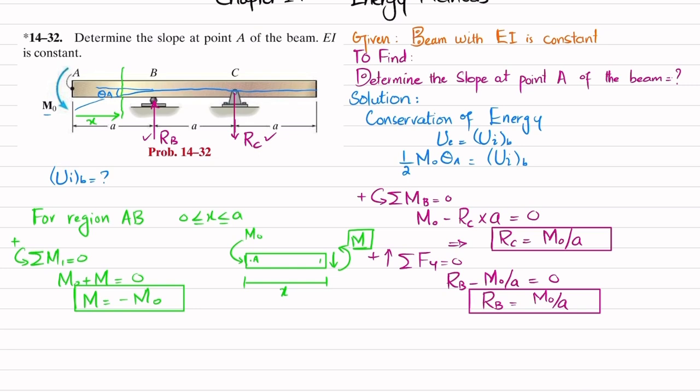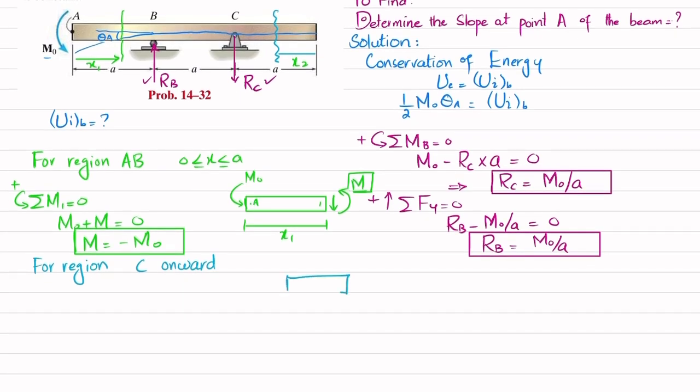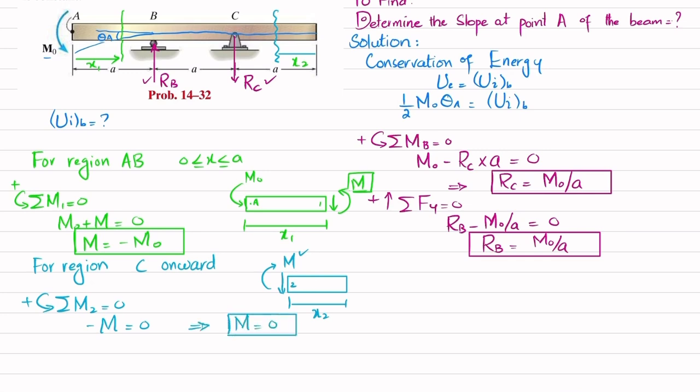The next step is for the region C onward. Again, we cut the beam, this will be your x, this is your x1, clear? So this will be x1, and this will be for region x2. When you cut the beam over here, this is x2. You can see when you cut it, you will have a shear force and a moment. This is point 2. How will you find this moment? By using the sum of all moments about point 2 equal to 0, taking the counterclockwise moment as positive. So M, which is clockwise, so minus M, there is no other moment, is equal to 0. So this moment is equal to 0 for the region x2, which is greater than or equal to 0 and less than or equal to A.